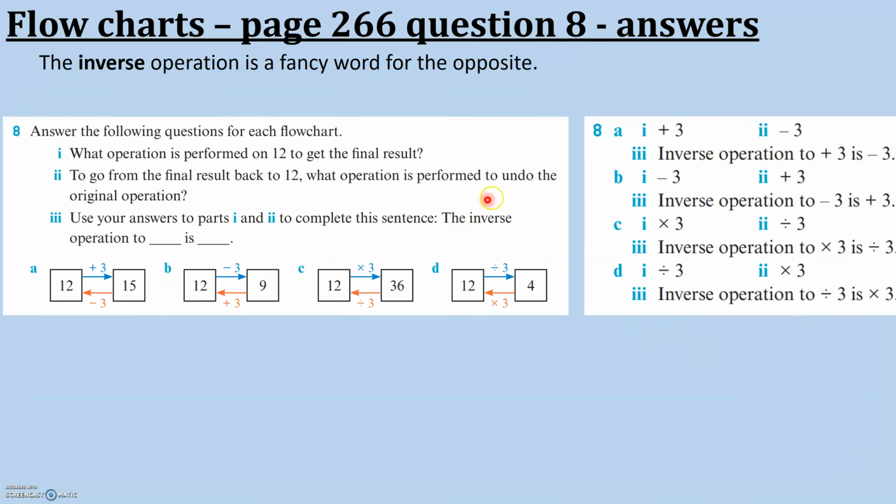Now you can check your answers. So B, C, and D. And what I want to highlight here is the inverse operation to multiplying was dividing. The inverse operation to dividing was multiplying. And up here, the inverse of addition is subtraction, which is another way of saying the way to undo addition is to subtract. And here, the way to undo subtraction is to add. So pause the video and just have a read through those answers.